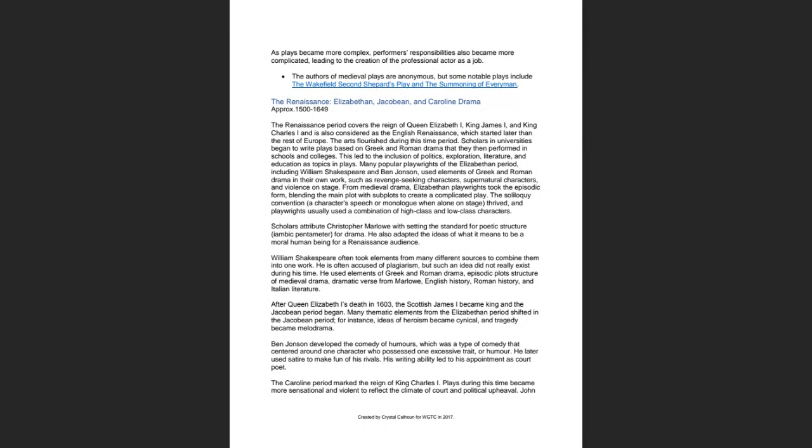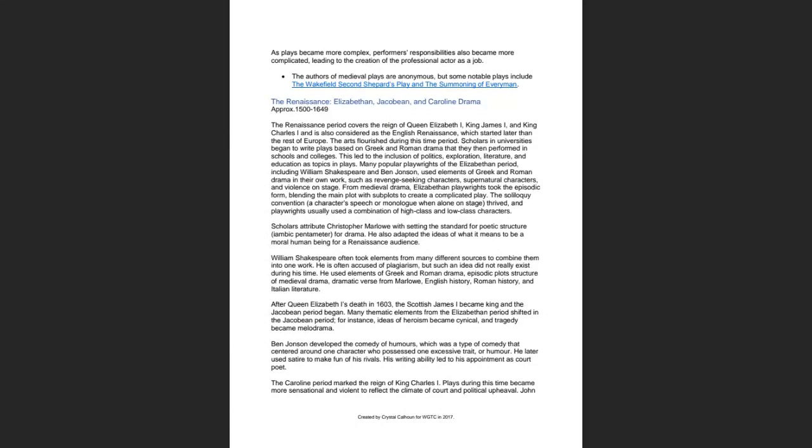So this is what I would call the golden age of theater. And most of the great plays that you know that aren't modern come from this time. So this is where you get Shakespeare and stuff like that. So scholars attribute to Christopher Marlowe, who we're going to read, setting the standard for poetic structure for drama. He also adapted the ideas of what it means to be a moral human being for a Renaissance audience.